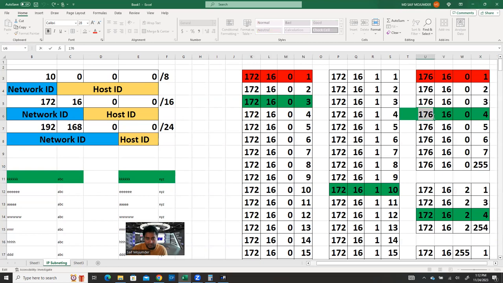It is not the same family. It's 176. This one is 172. Do you think it's the same family? No, it's not. So it's going to say, okay, my father's name is this. But that means it's a different network. So if it is a different network, then it will have its own default gateway. So the default gateway is a father.